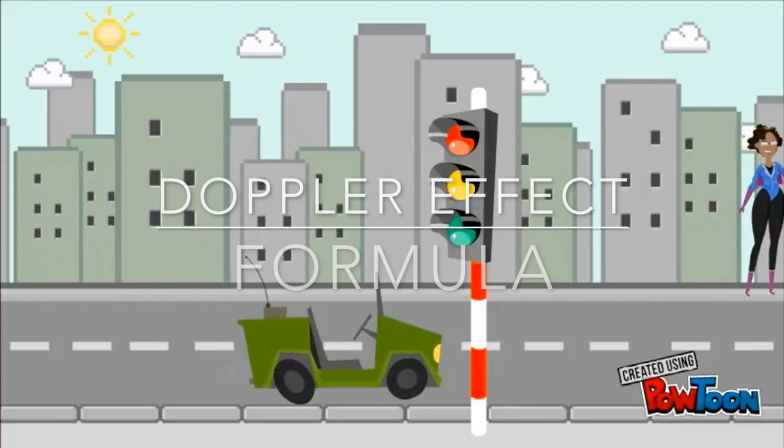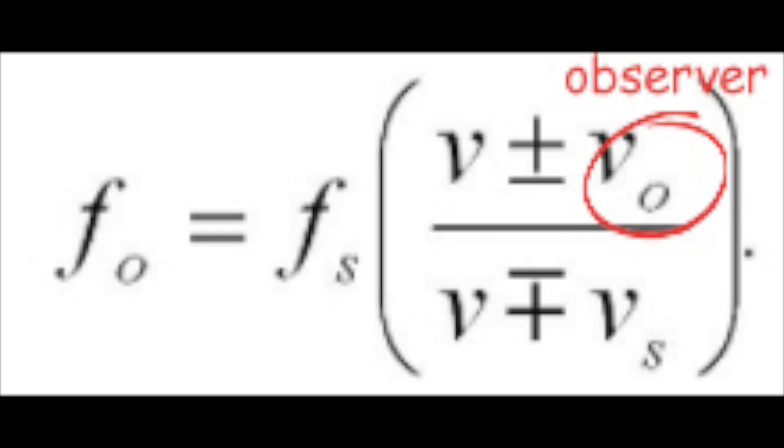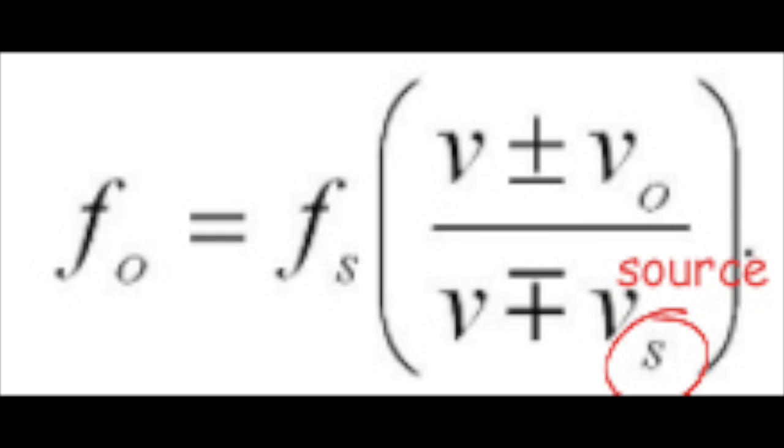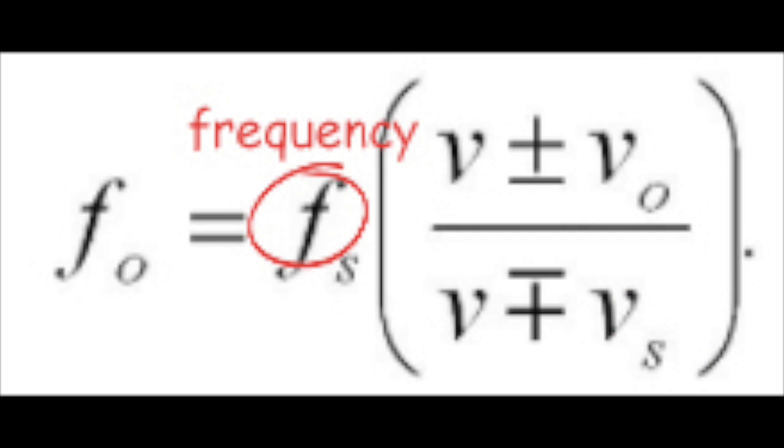Now let's start using the Doppler effect formula. In general, the formula looks like this, but if you notice, there's a plus-minus sign because it will be different in every situation. To start, I will tell you what each letter represents. The O represents the observer, the S represents the source, the V represents velocity, and F represents frequency.